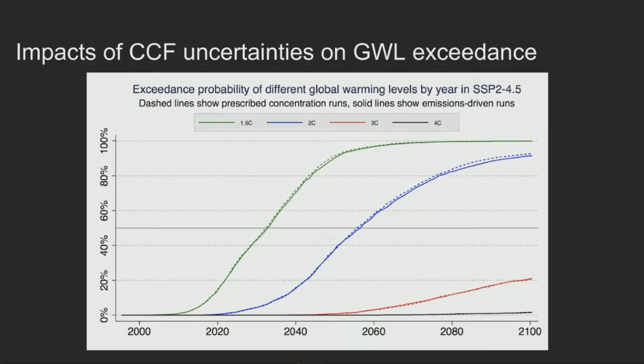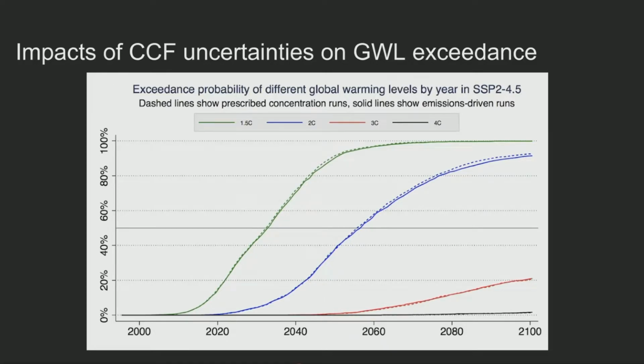This is for the SSP2 4.5 scenario. And here the solid lines are the emissions driven runs, and the dashed lines are the more standard prescribed concentration runs. And interestingly enough, at least in the default parameterization of FAIR, the difference between the emission driven runs and the concentration driven runs is actually relatively small, which is a little encouraging. It means that we're probably not missing out on, at least given the default parameterization, huge uncertainties in carbon cycle feedbacks in the prescribed concentration runs.